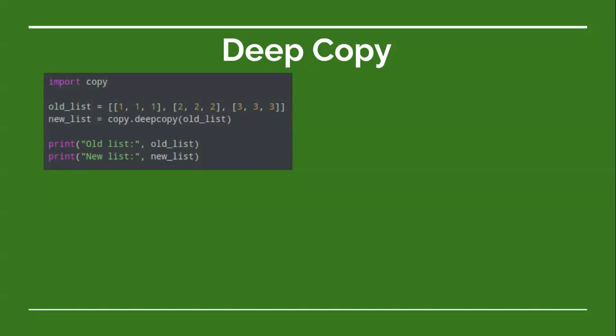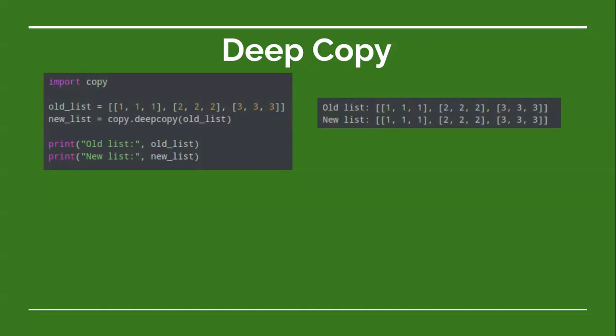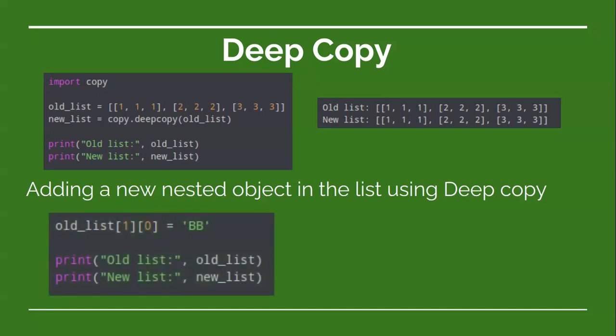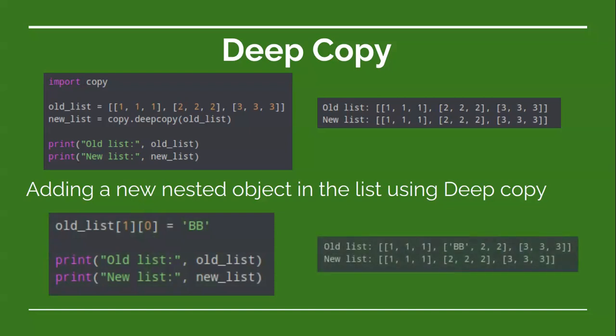In this program, we use the deepcopy function to create a copy which looks similar. However, if you make changes to any nested objects in the original object old list, you'll see no changes to the copy new list. Now we are going to add a new nested object in the list using deep copy. In this program, when we assign a new value to old list, we can see only the old list is modified. This means both the old list and the new list are independent. This is because the old list was recursively copied, which is true for all its nested objects.